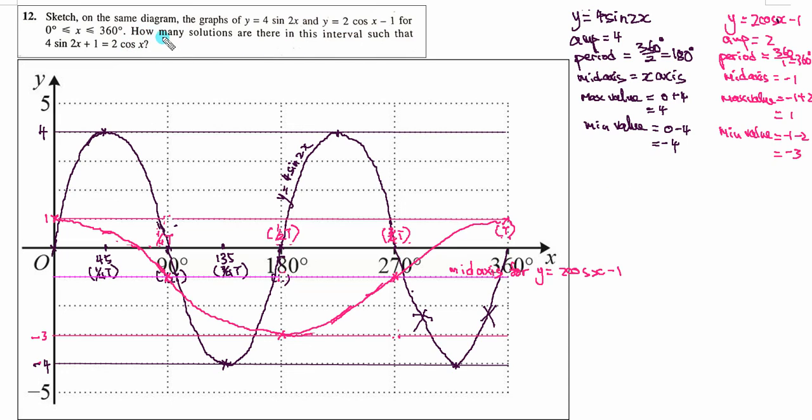Now let's look at this. How many solutions are there in this interval such that this is equal to this? Now let's rewrite this. Let's write down the equation.